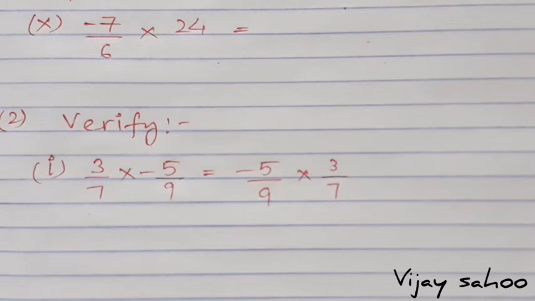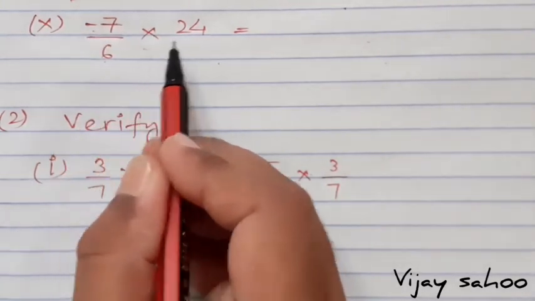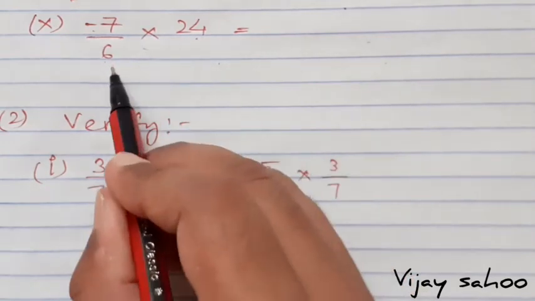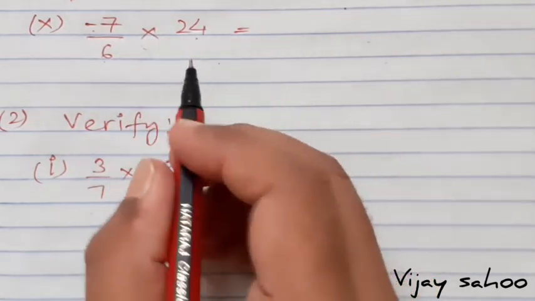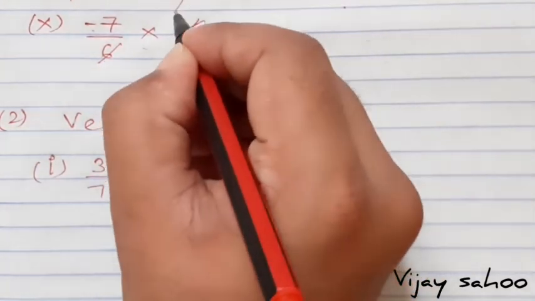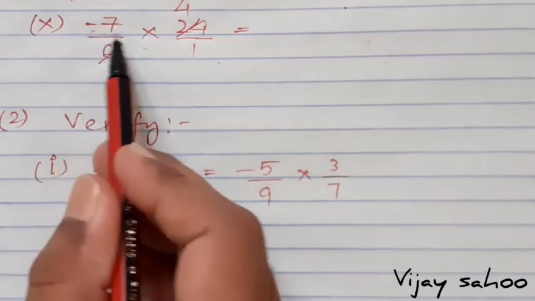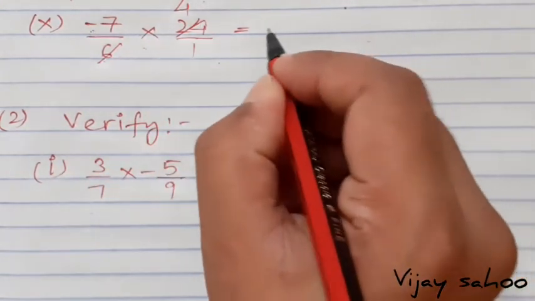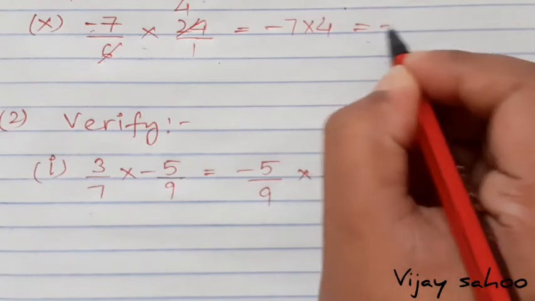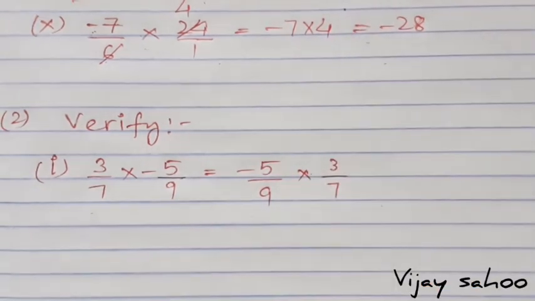Now the next question of the first one, that is minus 7 by 6 into 24. As I said, if cancellation is possible, you can do it. Here it can be written as 24 by 1. So 6 fours are 24. So I can write minus 7 into 4. So minus 7 into 4 is how much? That is minus 28. Now this is the product.